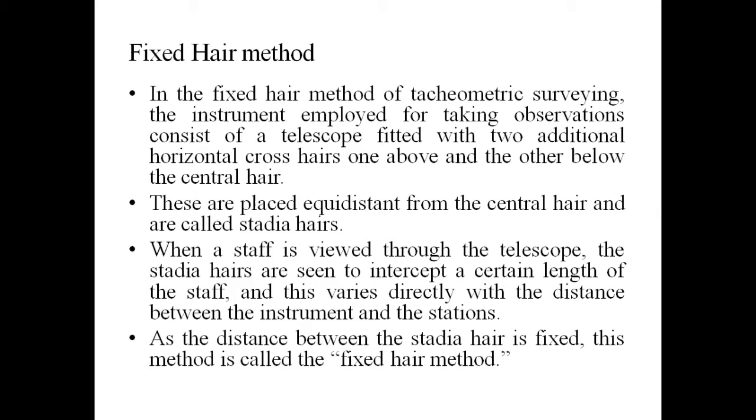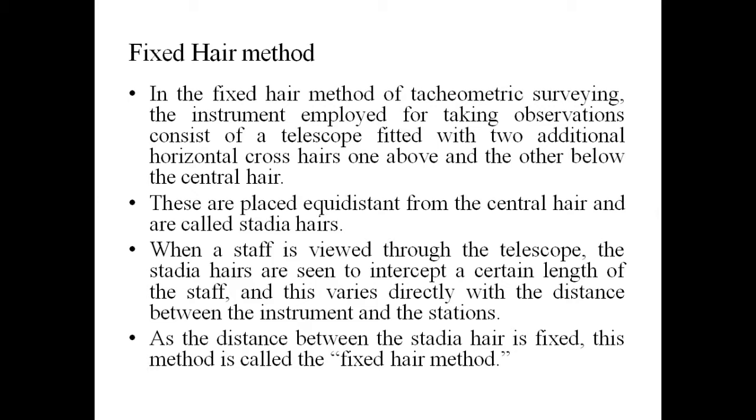In the fixed hair method of tacheometric surveying, the instrument employed for taking observations consists of a telescope fitted with two additional horizontal crosshairs, one above and the other below the center hair. These are placed equidistant from the central hair and are called Stadia hairs.